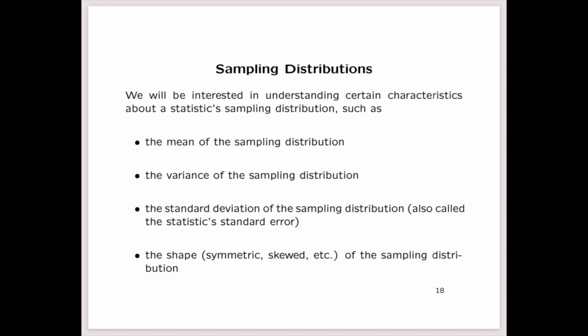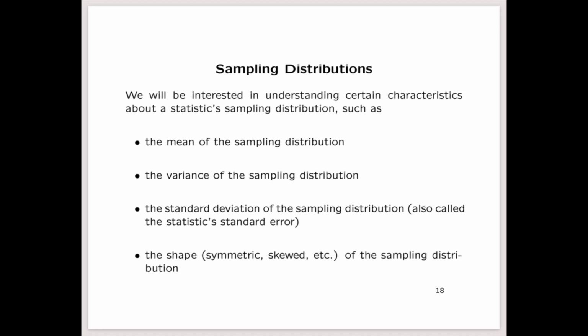Now we'll be interested in understanding certain characteristics of a statistic's sampling distribution, such as the mean of the sampling distribution, the variance of the sampling distribution, the standard deviation of the sampling distribution, which, by the way, is also called the statistic's standard error. And then we would also like to know something about the shape of the sampling distribution, for example, whether it's symmetric or skewed. And if we could get it, we'd like to also know the exact sampling distribution, for example, its PDF or its PMF.